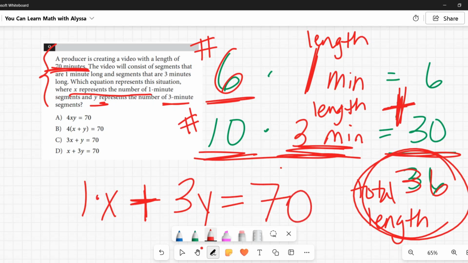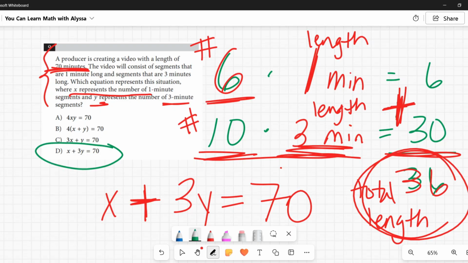So that's our equation. And when it's a 1, like here 1 times x, we don't have to say the 1 because any number times 1 is just that number, right? That's the identity property. I believe that's the correct term. Identity property of multiplication. Any number times 1 is just itself. And so that's it. It's x plus 3y equals 70.